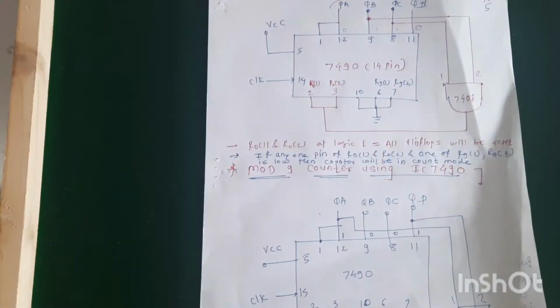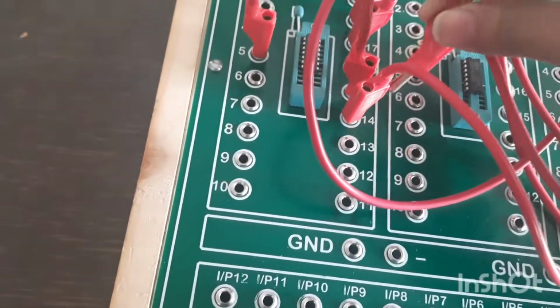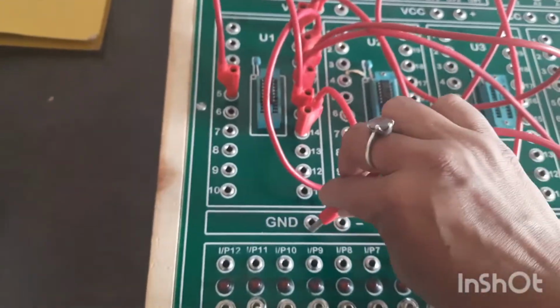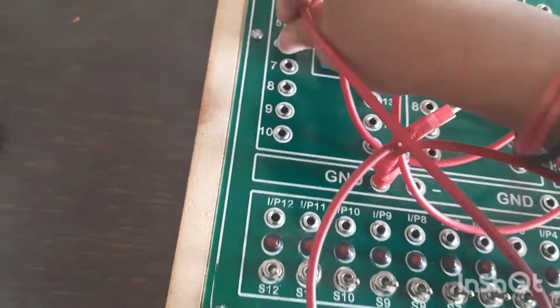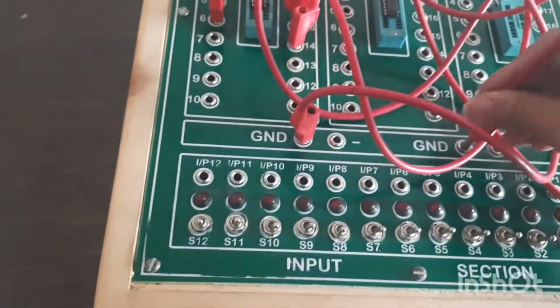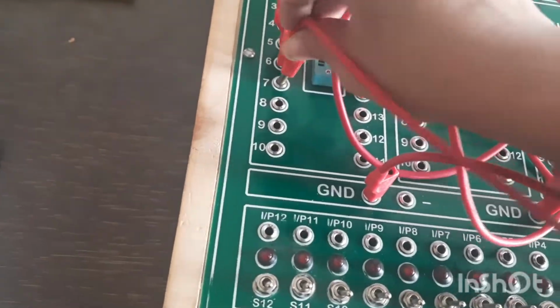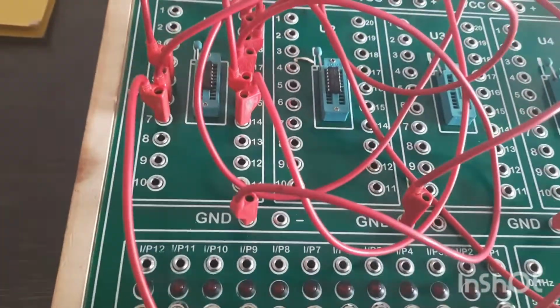So now the remaining connections: pins 10, 6, 7 are ground. Pin 10 is connected to the ground. Then again pin 6 is connected to the ground, and pin number 7 is connected to the ground again here. So 10, 6, 7 ground.